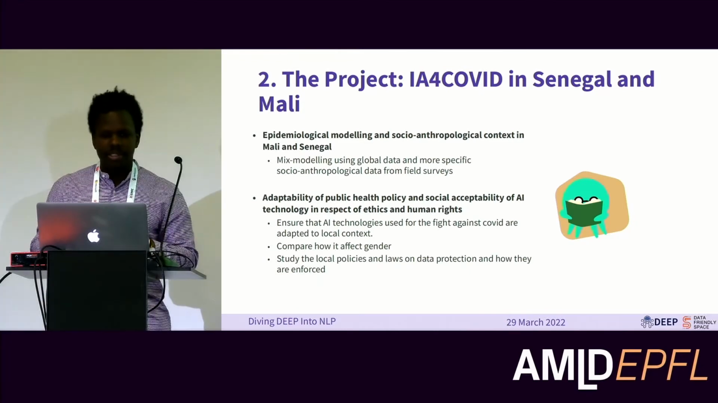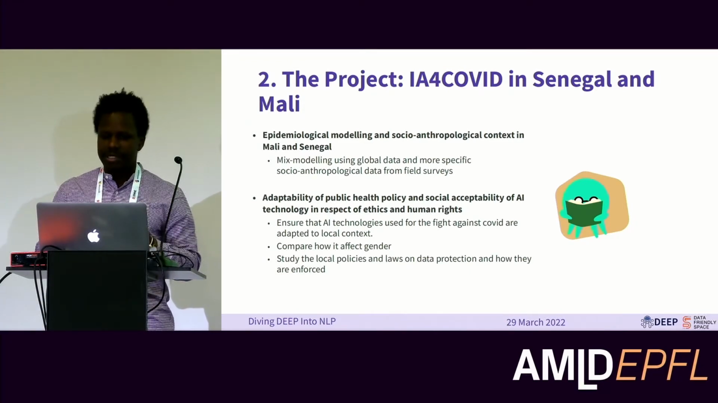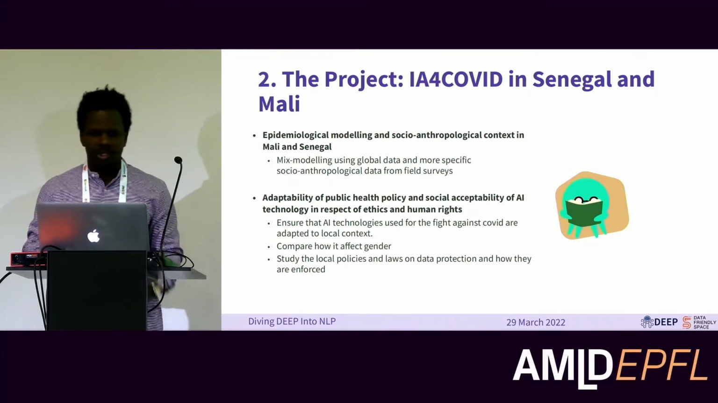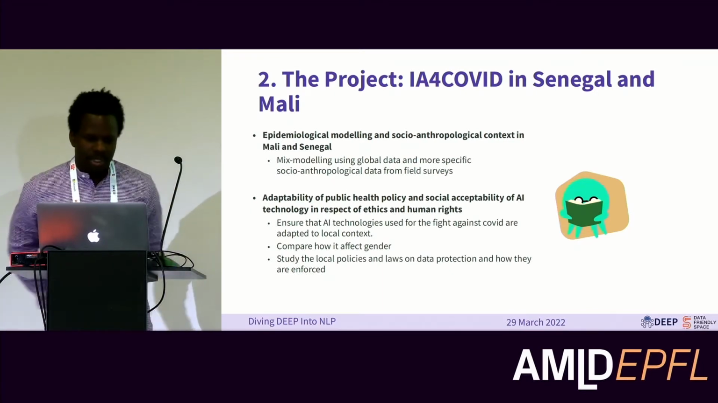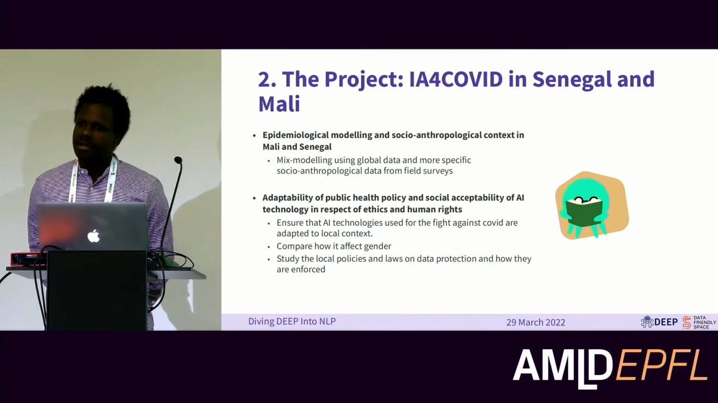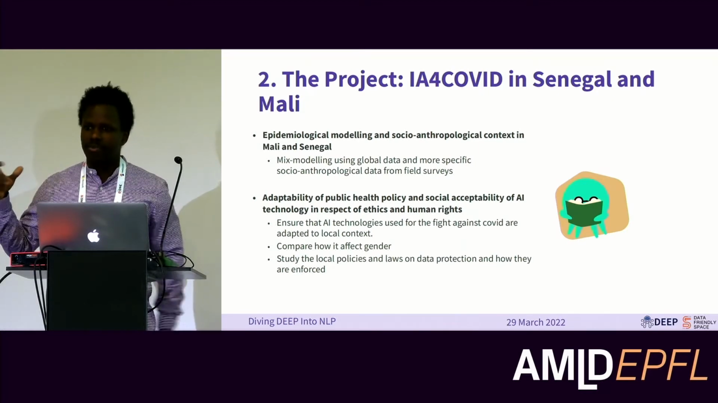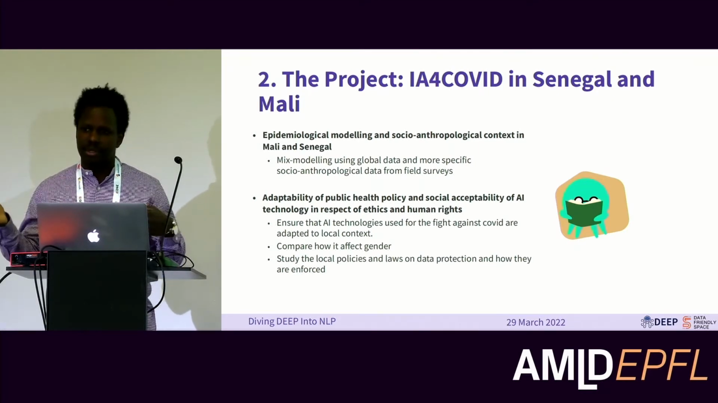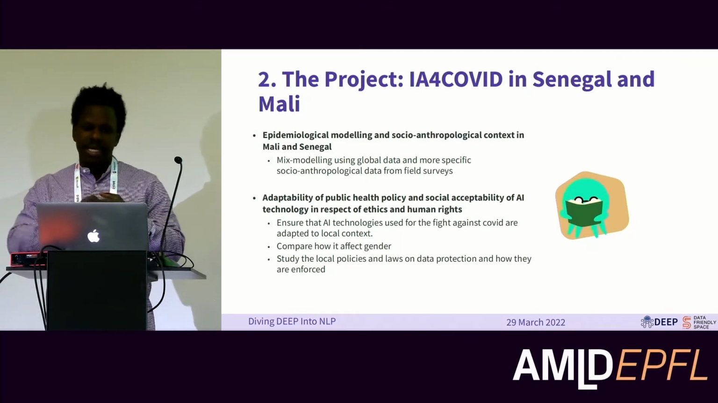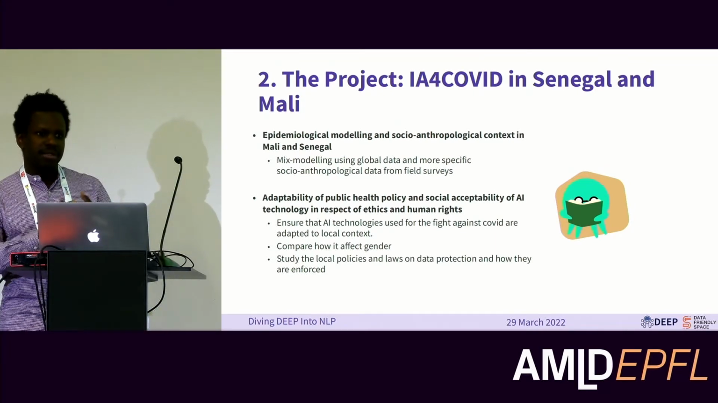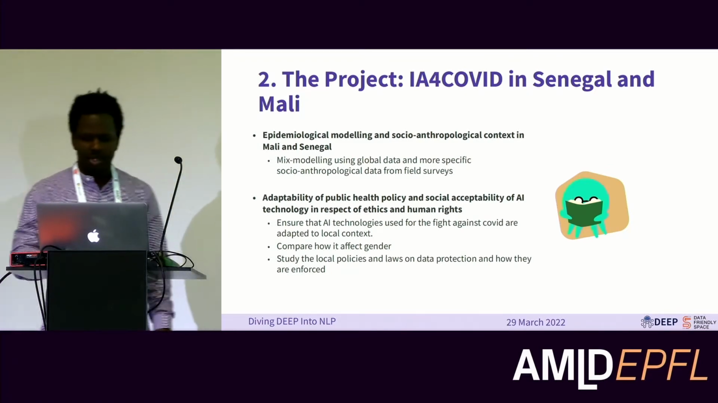The second part is the adaptability of public health policy and social acceptability of AI technology, with respect to ethics and human rights. As I said, a lot of COVID restrictions and even AI technology come from abroad, and we don't exactly know if they are adapted to the social context in Mali and Senegal. So the first thing is to look into that. There are also many other topics like gender, laws, ethics. All those things are really important, so we try to study them as well.